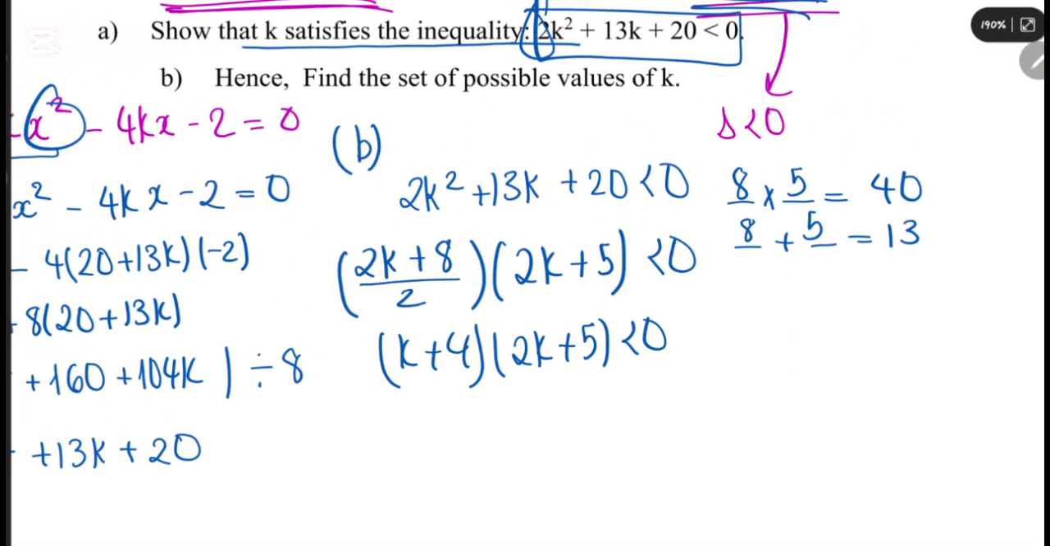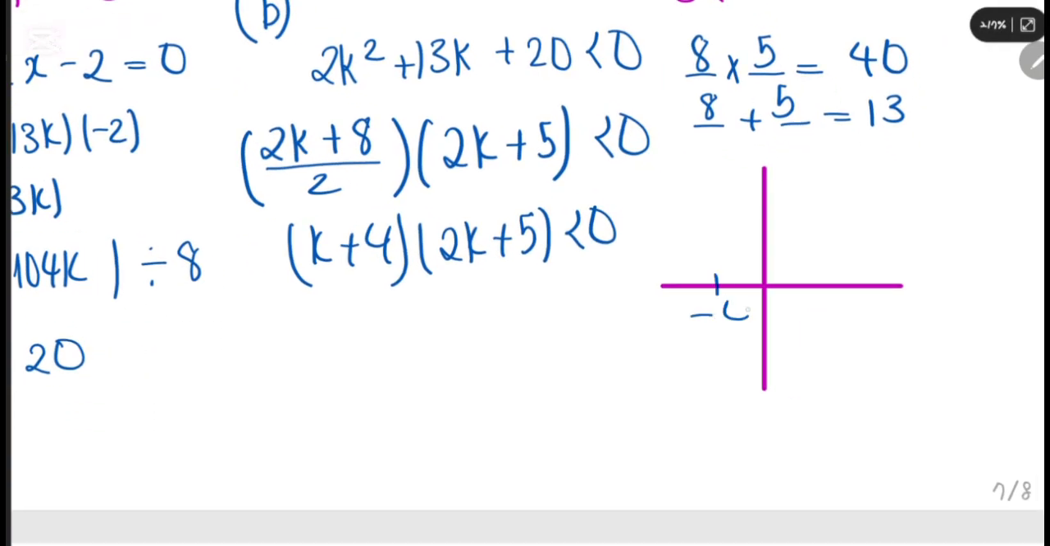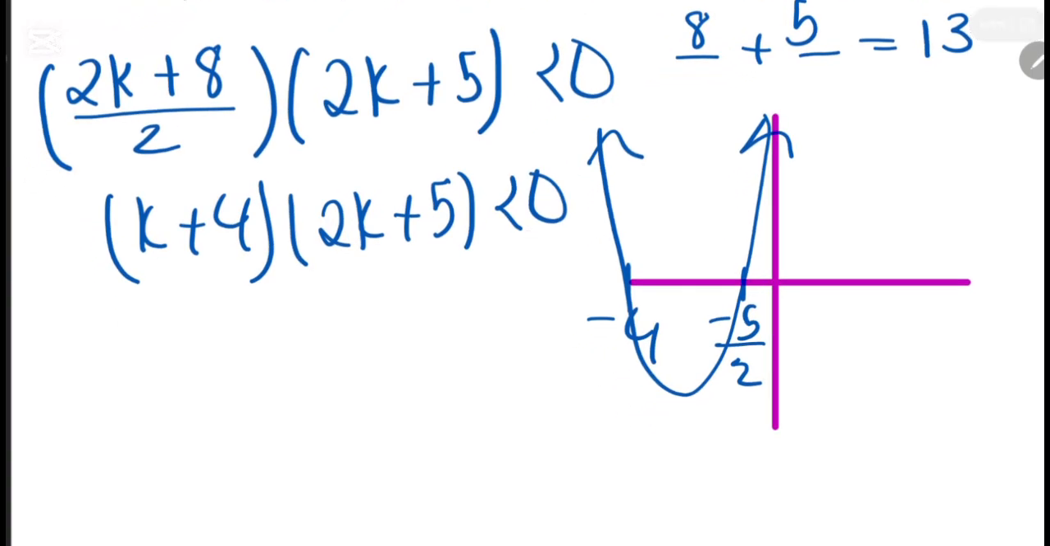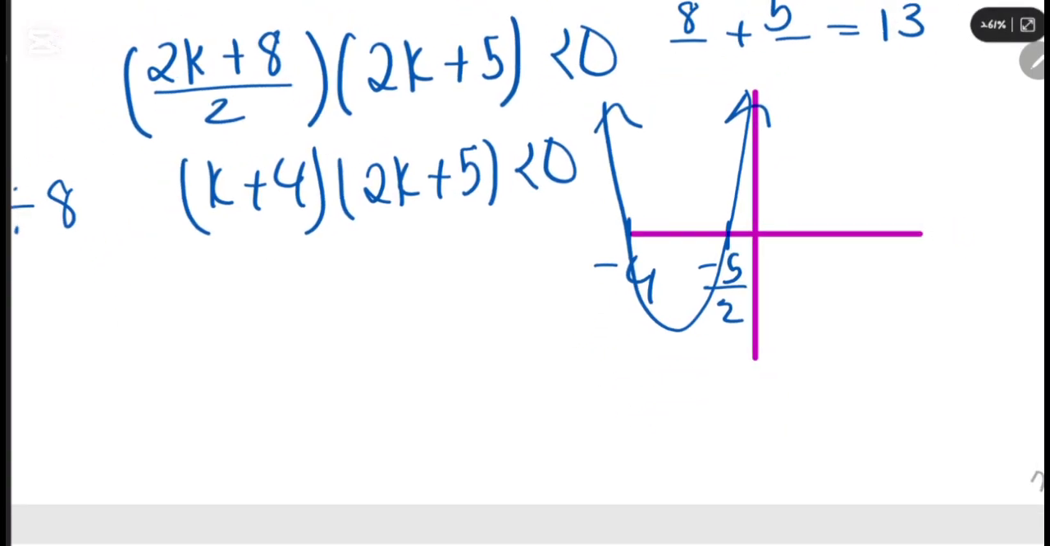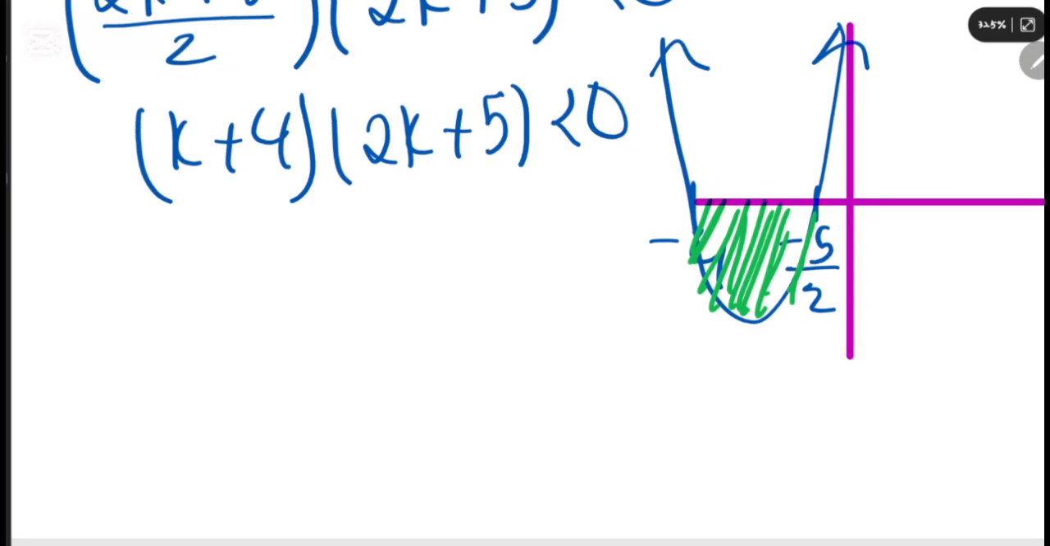Okay, you draw your graph. Negative 5 over 2 is on here, negative 4 is on here. The quadratic opens up like this. Now, where is the quadratic going to be smaller than 0? It's going to be in between here. It's going to shade in between the two roots, because that's the only place where the quadratic is below 0.